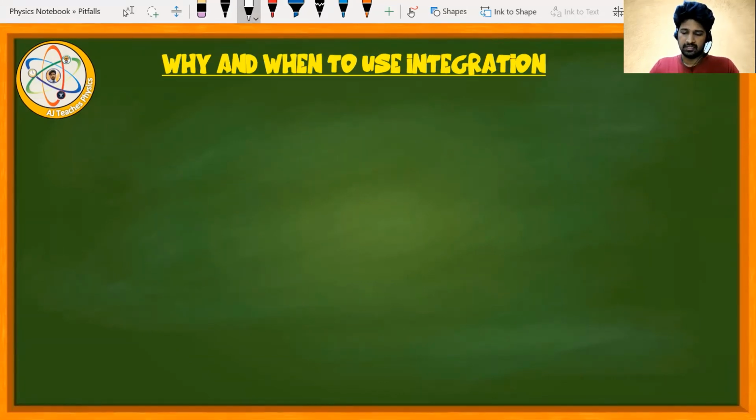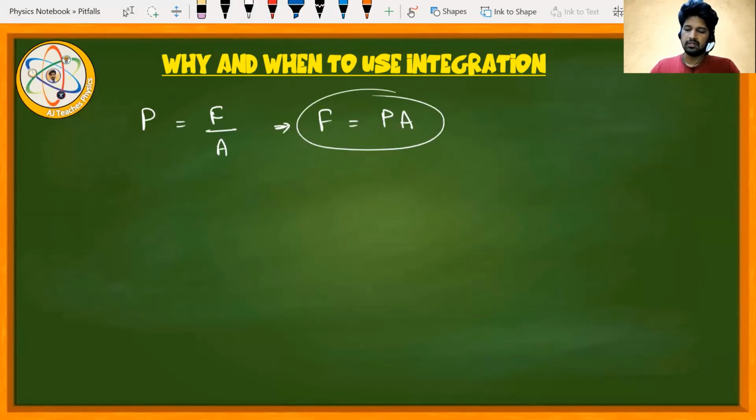Let's look at another example where we can apply integral. We know pressure P is the perpendicular force acting per unit area. So if you ever want to calculate force from pressure, you can write force as pressure multiplied with the area. Now this is valid only when the pressure is uniform over the entire area A. But it's quite possible that the pressure varies from point to point on that area. Then how do you calculate the force?